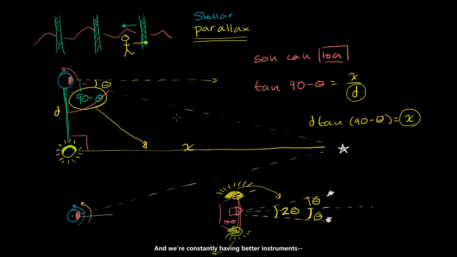And we're constantly launching better instruments. Actually, the Europeans right now are in the process of a mission called Gaia to measure these to enough accuracy that we can start to measure the accurate distance to stars several tens of thousands of light years away. So that'll start to give us a very accurate map of a significant chunk of our galaxy, which is about 100,000 light years in diameter.